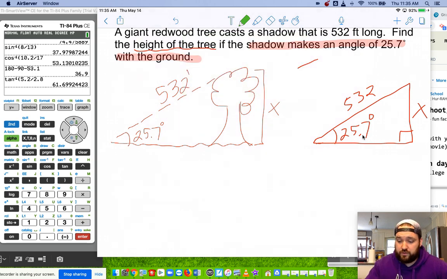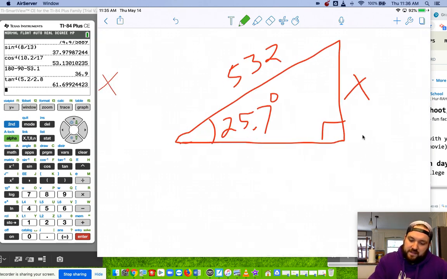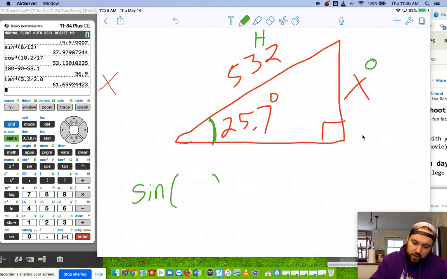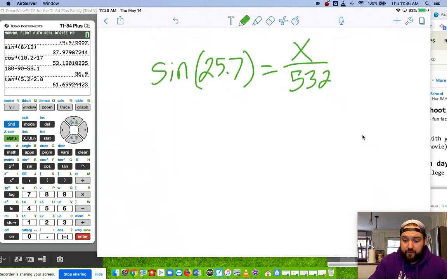But with word problems, as you probably know, this is the toughest part, is taking words and changing it into something that mathematically makes sense, or something that you can do something with. So if this is the angle that I'm working with right here, that means I'm trying to find the opposite, and I have the hypotenuse. Opposite and hypotenuse is sine. So sine in parentheses goes to the angle, and I do know the angle is 25.7, equals opposite over hypotenuse.